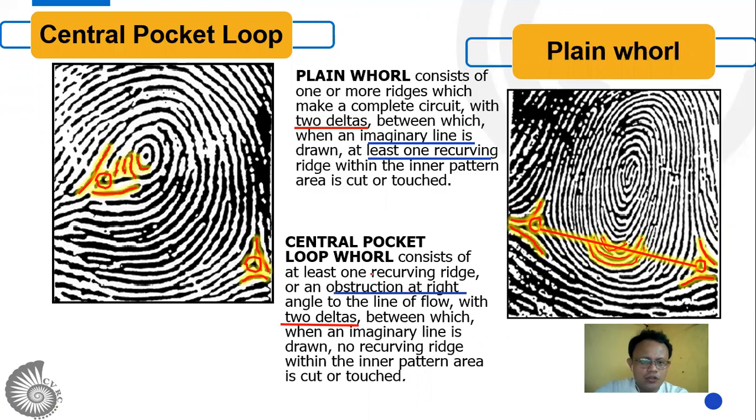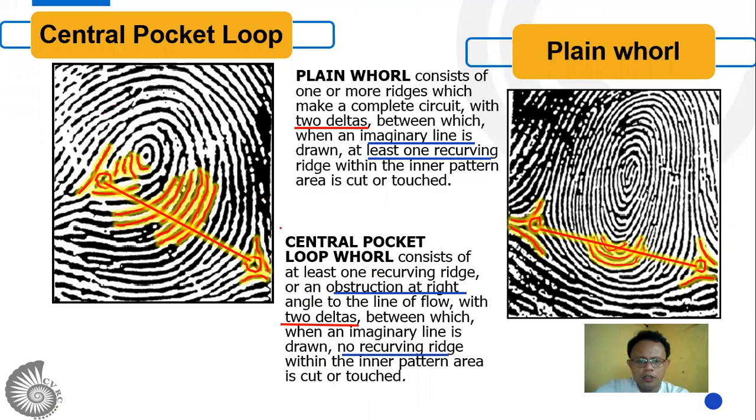And obstruction. Let's talk about obstruction. Here, obstruction in this part of the delta. And one thing they're different is when an imaginary line is drawn from one delta to another delta, there is no recurving ridges that being touched.